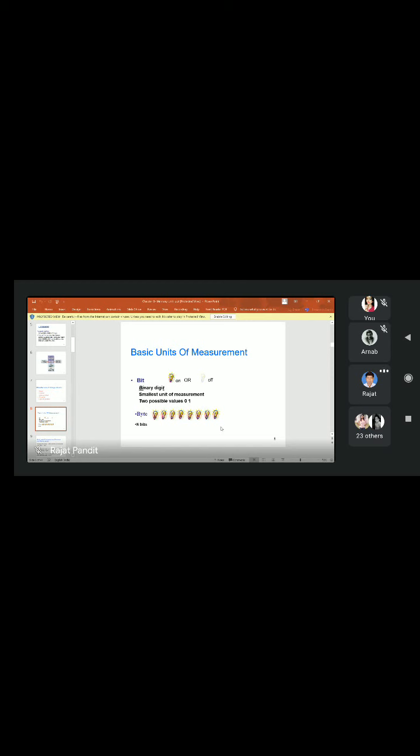Now, the bit is the smallest digit to represent any number in the binary system. Then the byte is basically 8 bits equal to 1 byte. So it is larger than the bit. Using 8 bits, we can represent a byte.